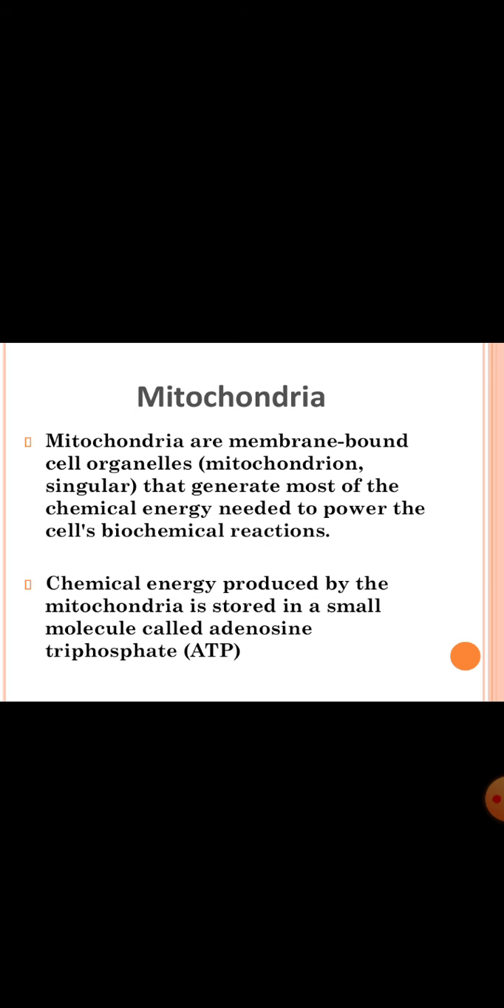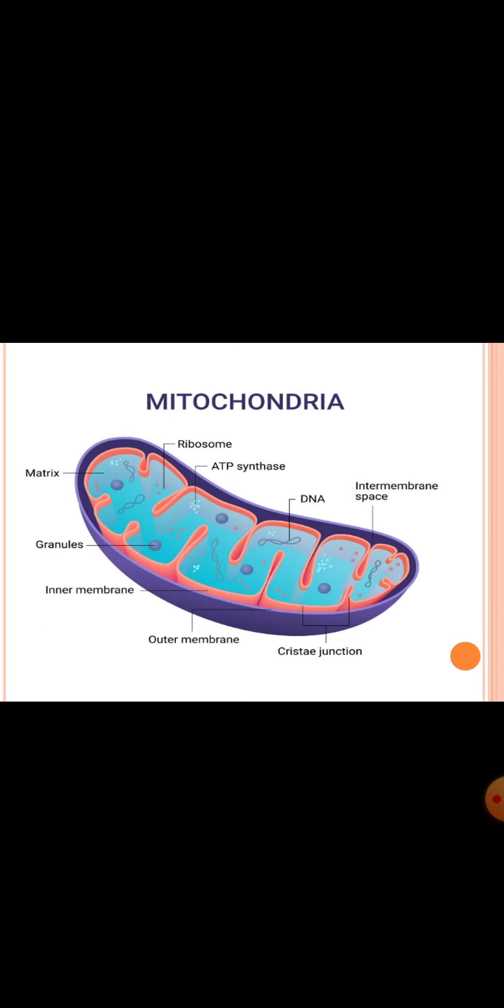Means mitochondria provide energy for various metabolic functions of the cell. For this reason, these are called the powerhouse of the cell. As we can see in the diagram, it is a double membranous structure in which there are some ribosomes, some granules, DNA, and some cristae junctions present. This diagram represents an internal structure of a mitochondrion under the microscope.